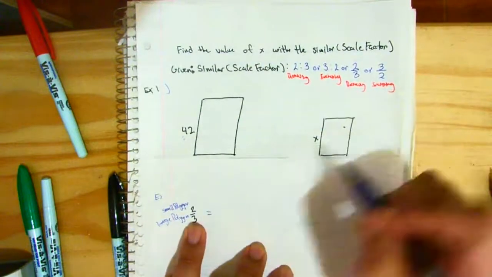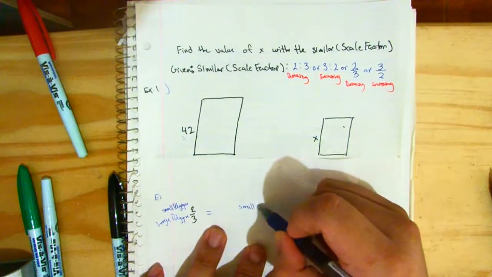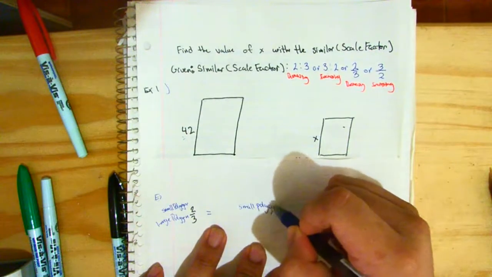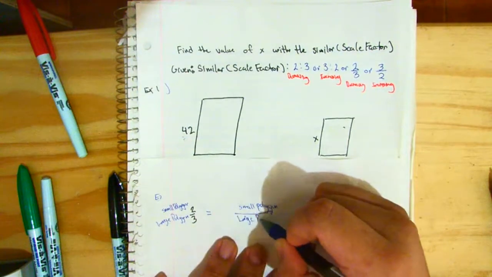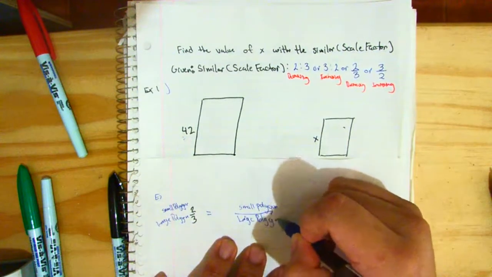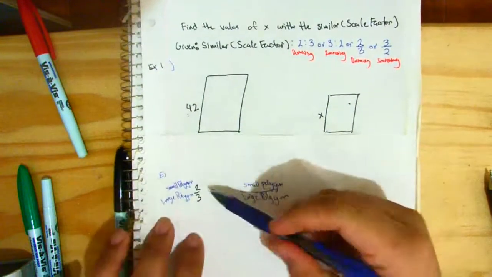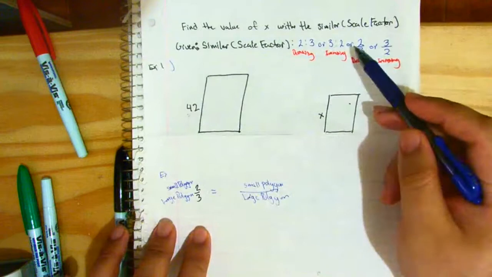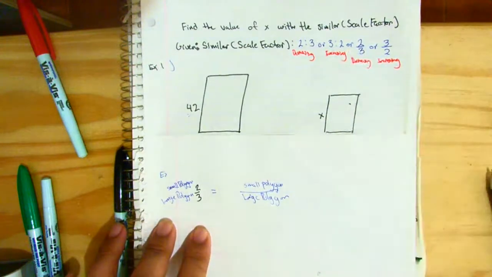Now again, here we're going to be using the same ratio on the right, which is small polygon over large polygon. I hope everyone can see what I'm writing. So small polygon over large polygon when you're using the scale. That's what I would do in my opinion.